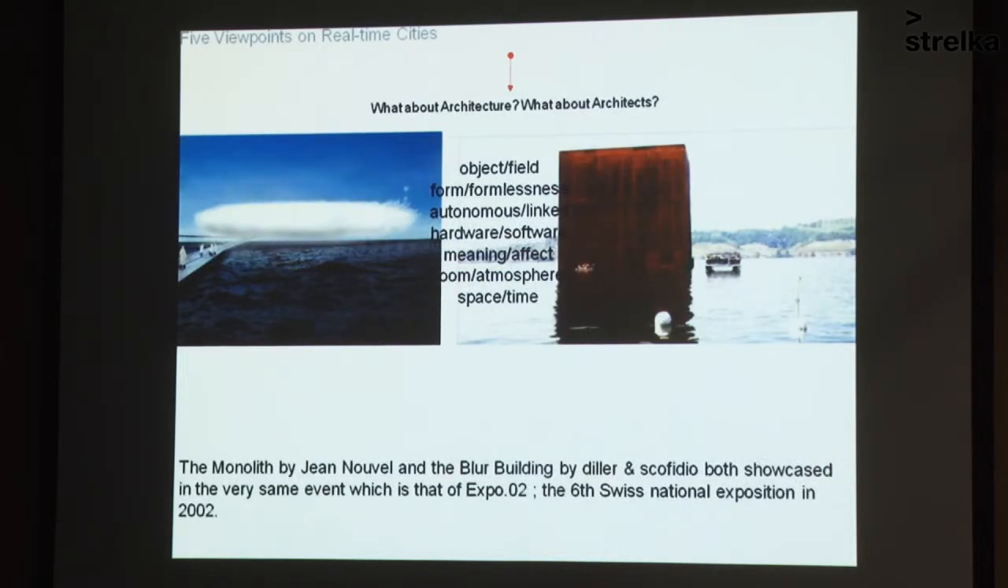Citing Rudolf Elkhoury, associate professor of architecture at the University of Toronto, I would like to point out that these two projects, the Monoliths by Jean Nouvel and the Normandy by Diller Scofidio, both showcased in the very same event, which is the 6th Swiss National Exposition in 2002, illustrate this dialectic. One refers the object of architecture by retreating into a fundamentally platonic recognizable form. The other is a boundless, open-ended, focused field with no clear extremities and diffused boundaries.